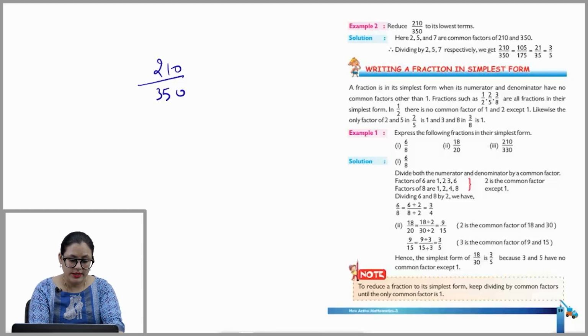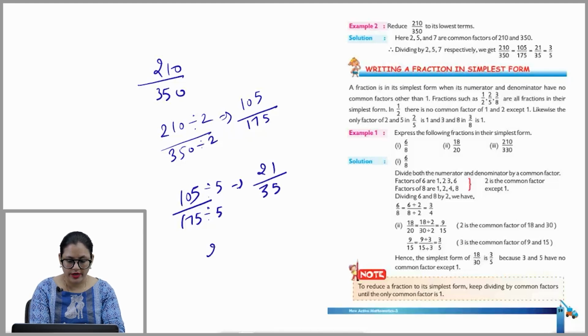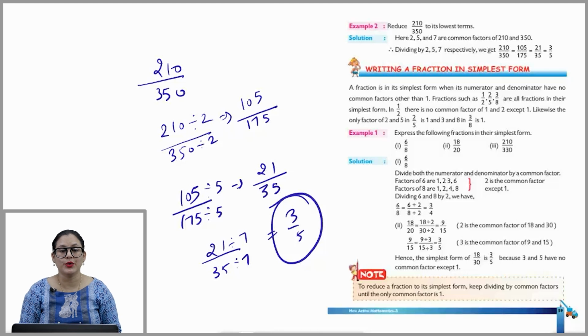See, if you divide it by 2, what will you get? 105 by 175. Now, you will divide by 5. So you will get here 21, here 35. Now, divide this fraction by 7, 3 by 5. So 3 by 5 is the lowest term for 210 by 350.